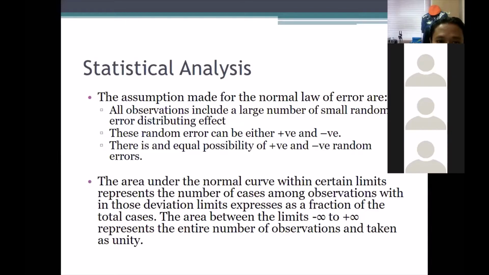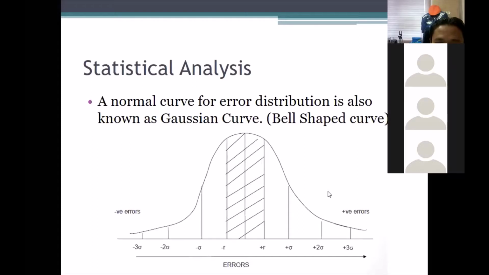Okay, so this is summation. Actually, the random error can be positive and can be negative, but normally we take the absolute value of the error, so it will be positive. But it can be positive or it can be negative, for example here.